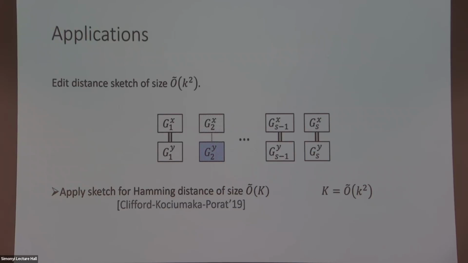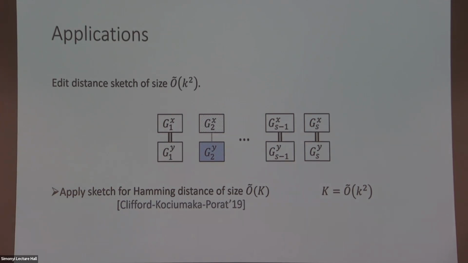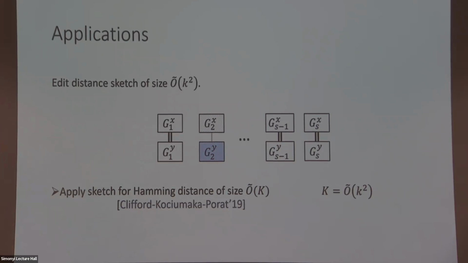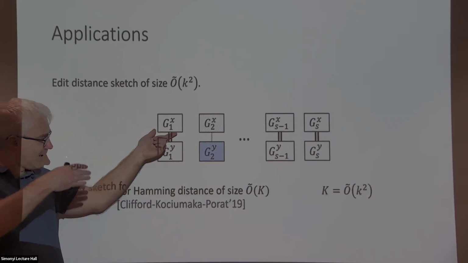So as an application, you immediately get the sketch of size order k squared, because you just run this grammar decomposition on both strings independently, on X and on Y, and then you get the grammars. But these grammars have roughly k rules. Each grammar can be described by log n bits, so you can describe it by a string of size order k. I'm ignoring log factors. And so each of these blocks, you can pad it, so it's exactly k.